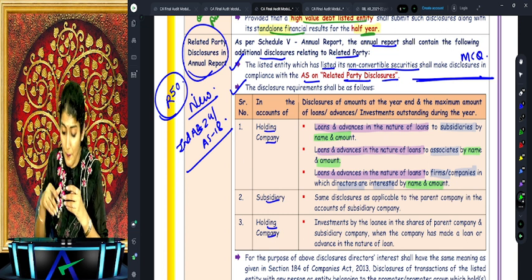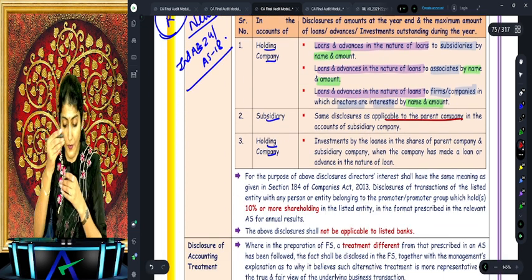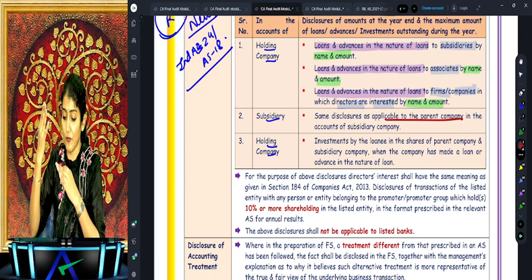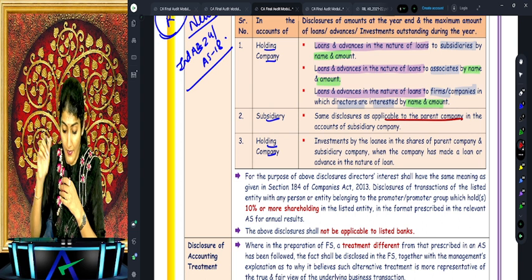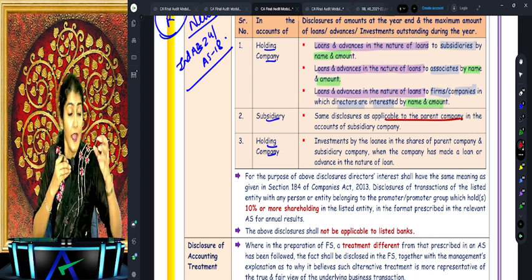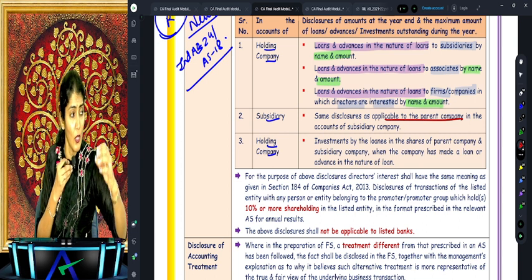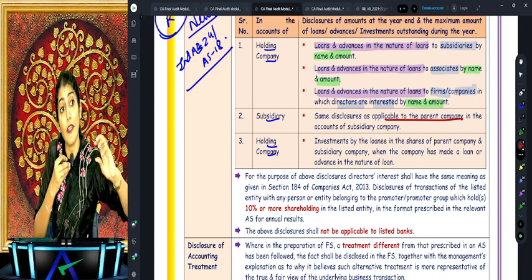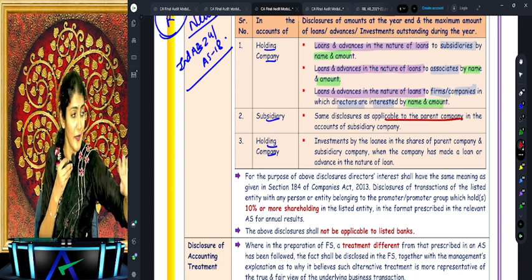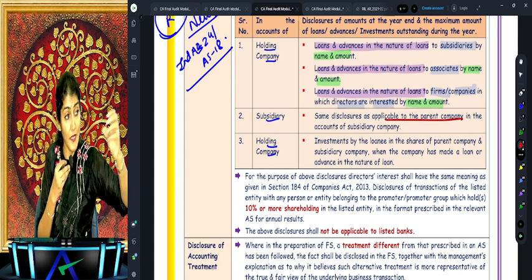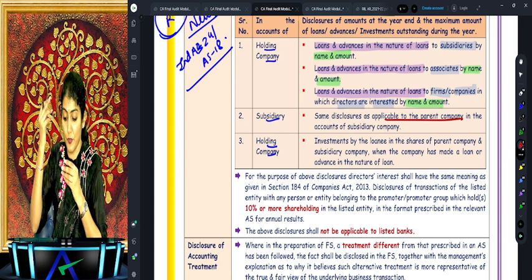Then the subsidiary company also has the same disclosures as applicable to the parent company. So same, loans and advances in the nature of loans given to the holding company, to the associates, firms or company. Say the holding company has given a loan to a subsidiary company, and it has also made an investment in that subsidiary company. So on one hand, you made an investment in them, and you've also given a loan to them. So it says that also needs to be disclosed.